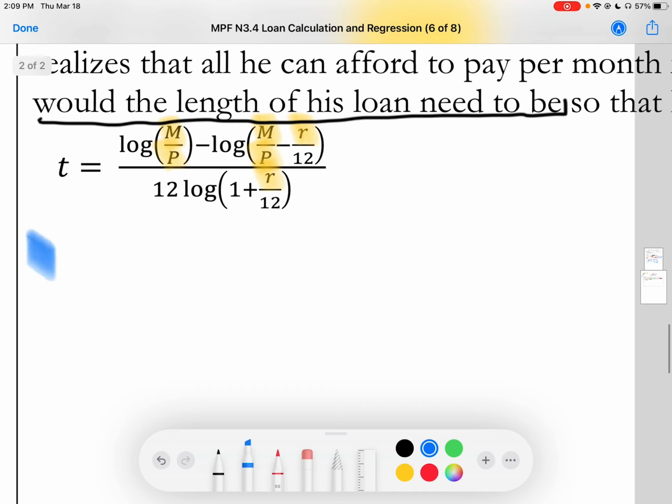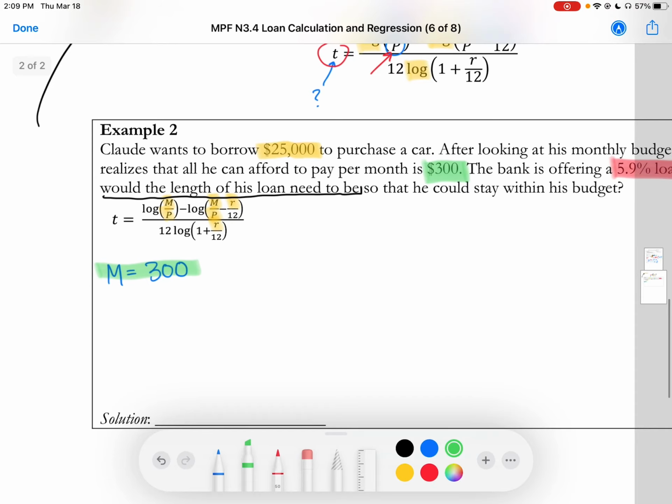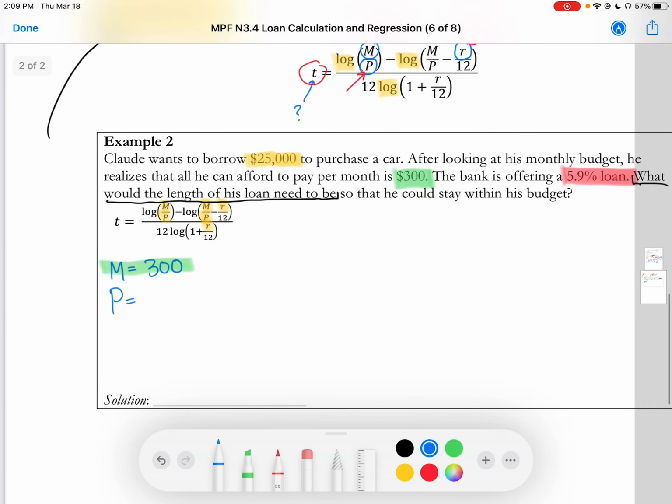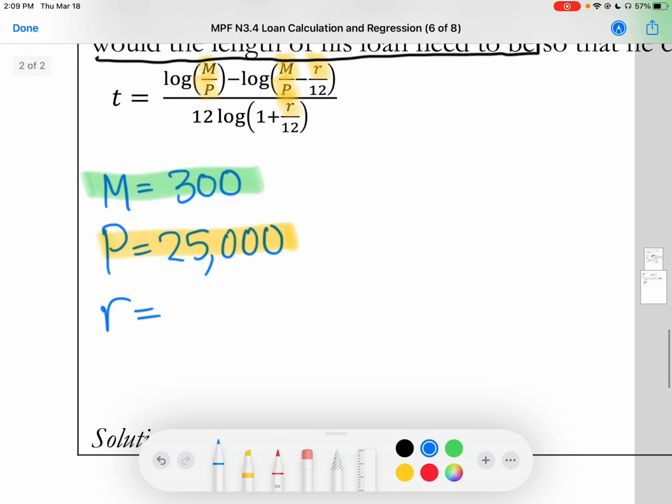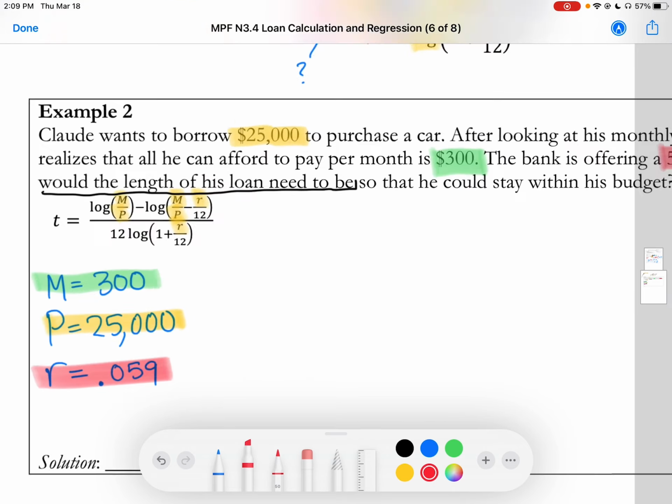Let's write down M. M is the monthly payment, so he can pay $300 per month. That's in green because that's right here, $300 per month. Let's see, what else do we need? P, the principal. Well, that's the loan amount, $25,000. And then R, the rate. Well, that's 5.9%, which again, we write as a decimal. It's 0.059. Those are more or less color coded, except I randomly did all this in yellow.